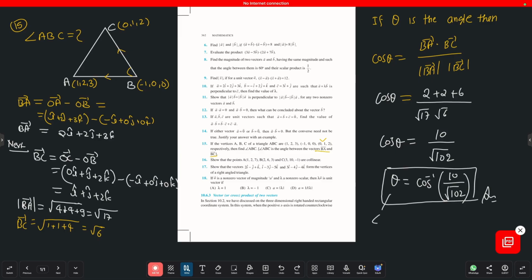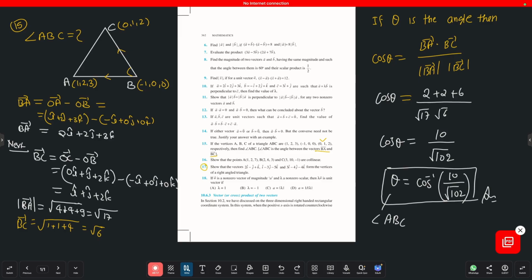This is your angle A, B, and C. If they ask to find angle C, then I need the CB vector and CA vector dot product. If they ask for angle A, then I need the AC vector and AB vector. And go ahead. But I will give a hint: collinear vectors.